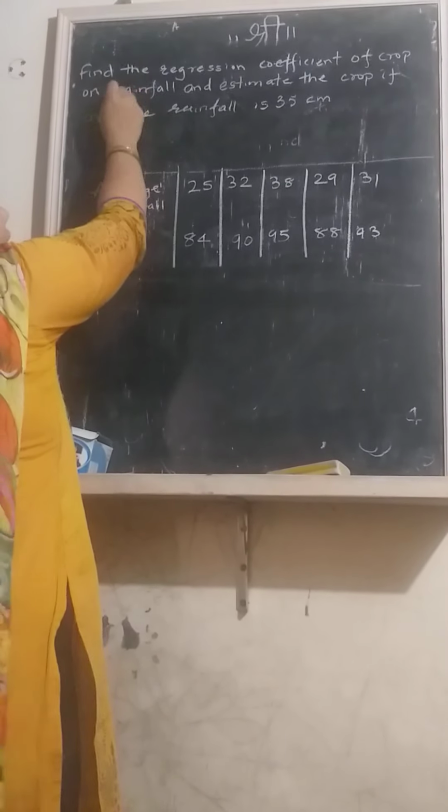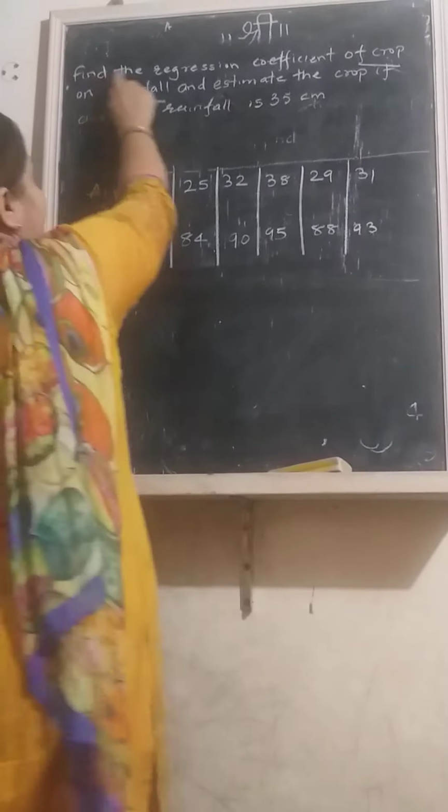So from the question we have two things here, rainfall and crop. Now the question asked is find the regression coefficient of crop on rainfall. So first we will define the independent as well as dependent variable. So let us define our x as the average rainfall, and this is our independent variable. Similarly, let us define y as the crop production, that is our dependent variable.